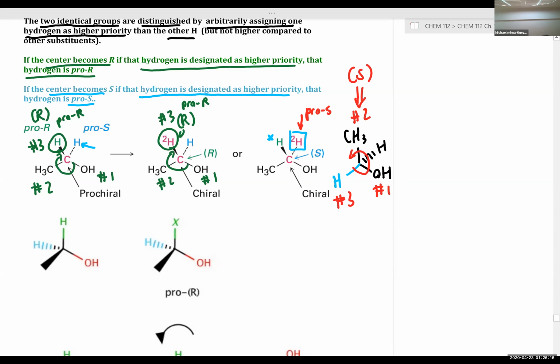So for example, looking at our model, if we assign this green hydrogen as higher priority, so 1, 2, 3, 4, all we have to do now is check whether, going from highest to lowest priority, we have an R or an S center. And as we can clearly see, if we count from highest to lowest priority, we're counting in a clockwise direction, so this center is R.